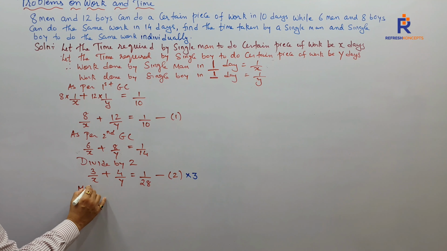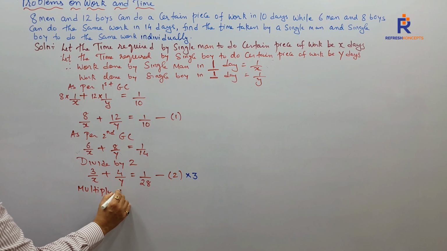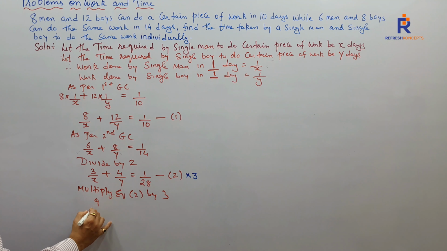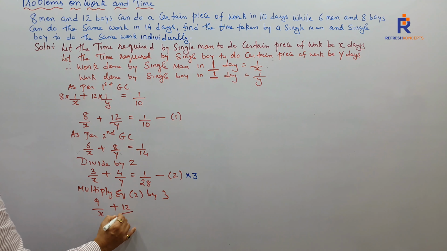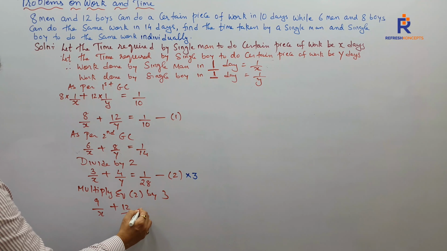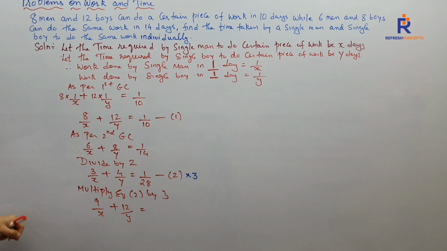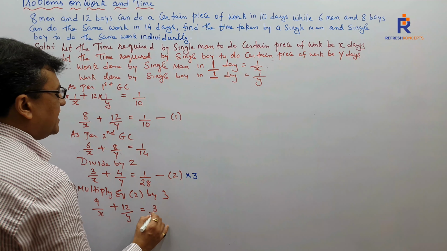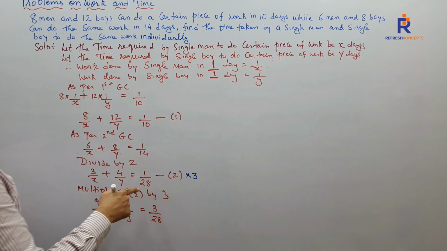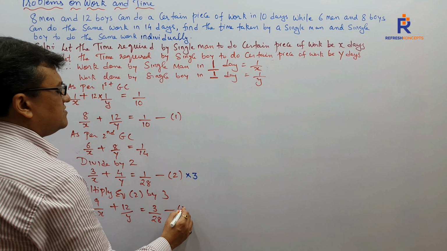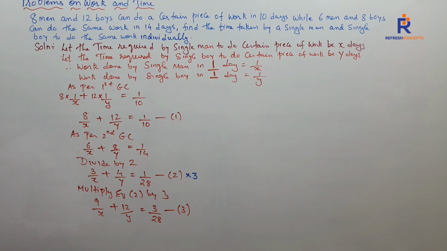Multiply equation 2 by 3. On doing so, it is 9 by x plus 12 by y is equal to. Now we are multiplying, so it is into 3, here also into 3. So it's going to be 3 by 28. It will not be 1 upon 28 into 3. It's 3 by 28. Let this be my equation number 3.